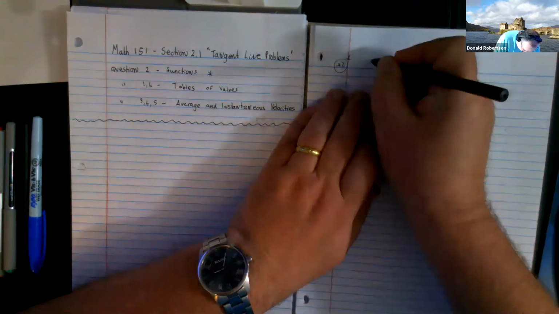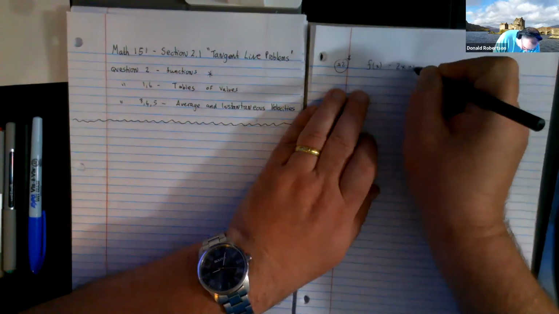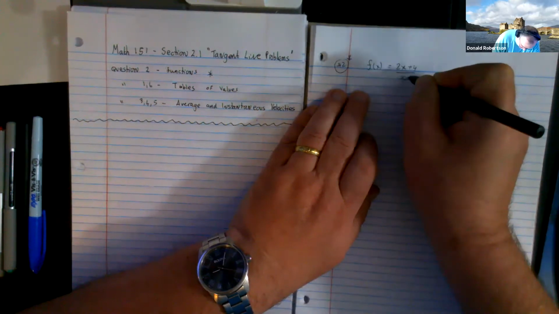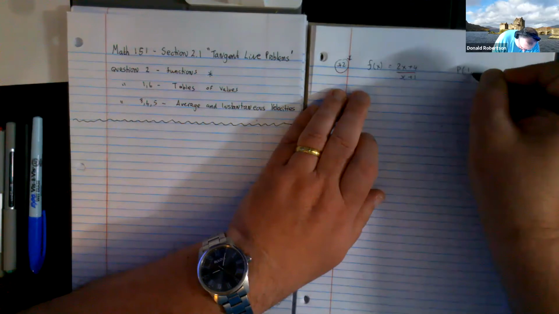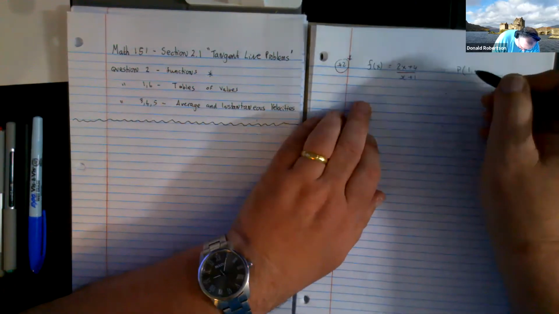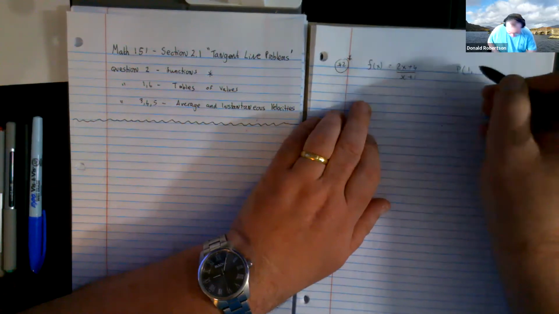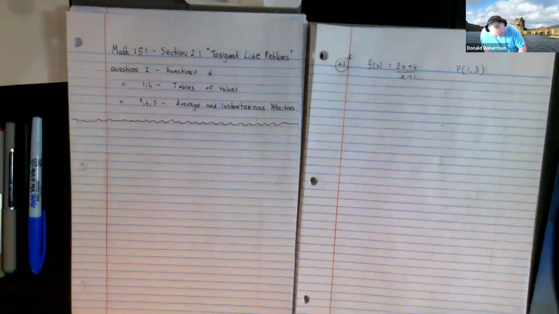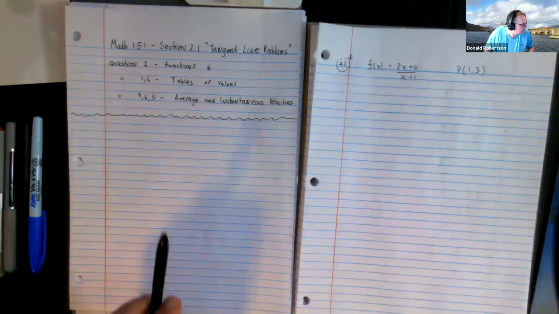Let's have a function f of x. It's going to be (2x + 4) over (x + 1). And we're interested in the slope of the tangent line at the point 1, that's (1, 3). So your question 2 in homework will look very similar to that one.